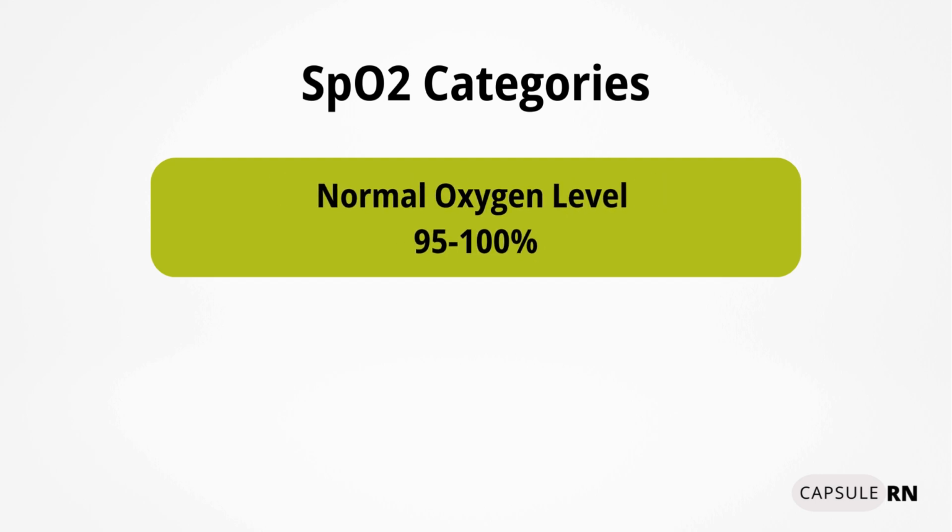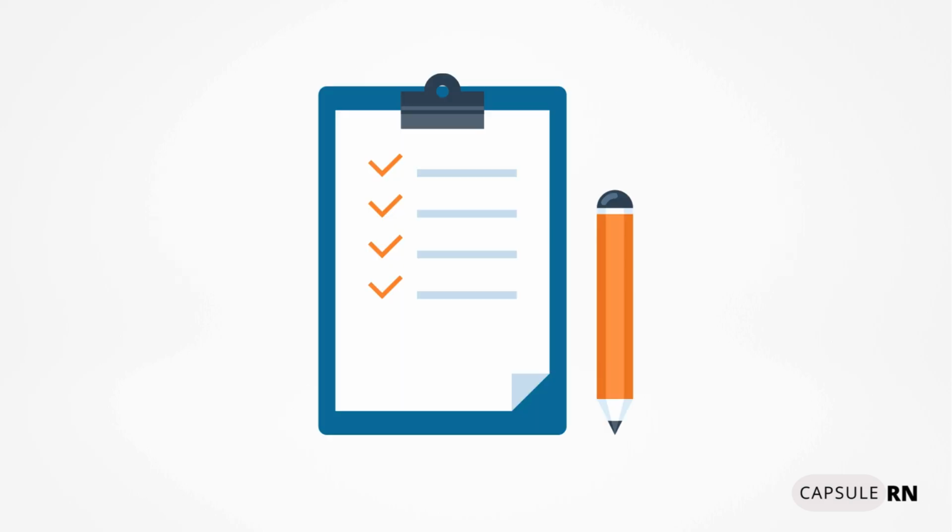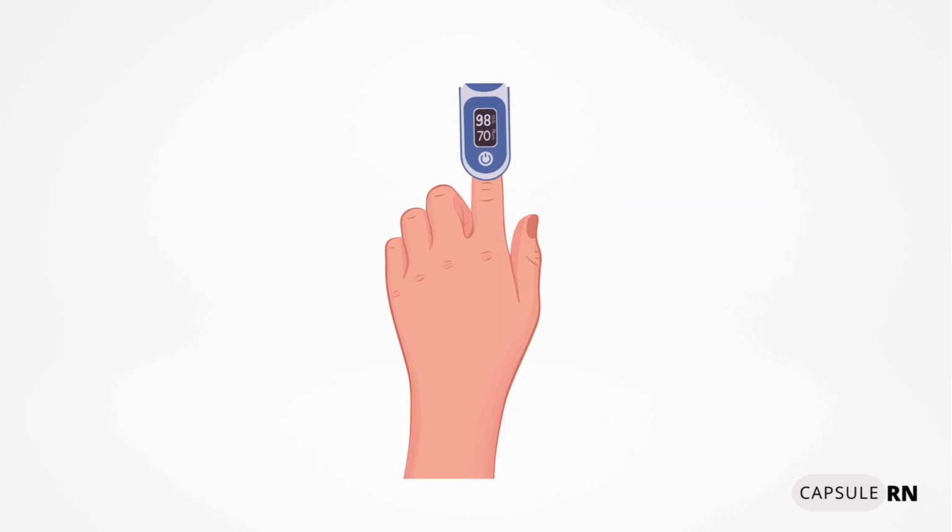The first category is a normal oxygen level, which will be 95 to 100%. As a general rule, if your patient has a reading in this category, there is no further action that is usually needed. The next category reading is a mildly low oxygen level of around 91 to 94%. If you get an abnormal reading, there are several things you will want to check. First, check the placement of the probe, as it may just not be fitting snugly around the finger or some other minor fix like that.